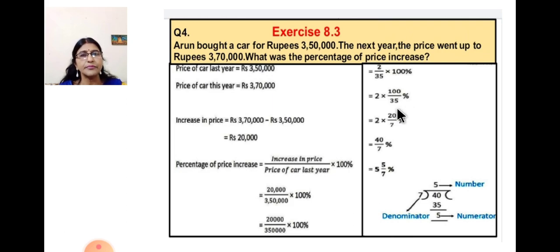If you want you can write in this way also, is equal to 2 into 100 upon 35, and then both the numbers are divisible by 5. So we'll divide it by 5. Here 7 will come and here 20 will come, because 5 twenties are 100. So then 2 into 20 is 40 upon 7%. And then we will divide this 40 by 7. So on dividing you will get 7 5s are 35. 40 minus 35 is 5. So 5 is the remainder. So we'll write like this. First we'll write this number 5 and then 5 upon 7%. So this is the answer for question number 4 of exercise 8.3.